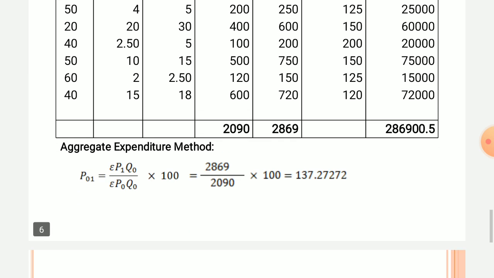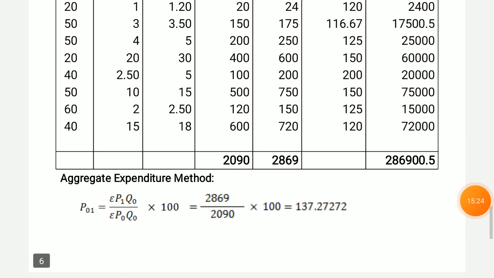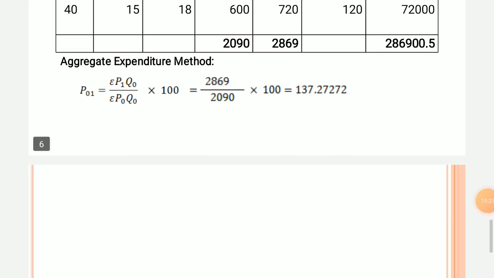This is the method of constructing the index numbers by using the family consumer price index, or the aggregate expenditure method. And this is the way in which we are going to construct indices or index numbers, by which you can clearly understand the method of constructing indices.